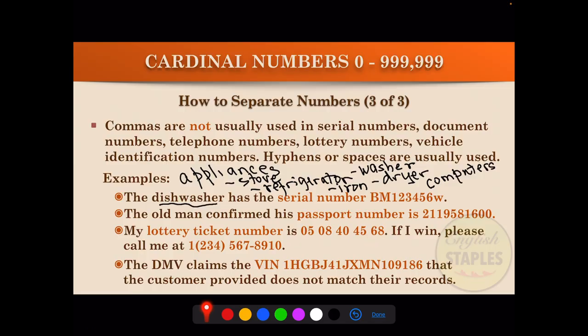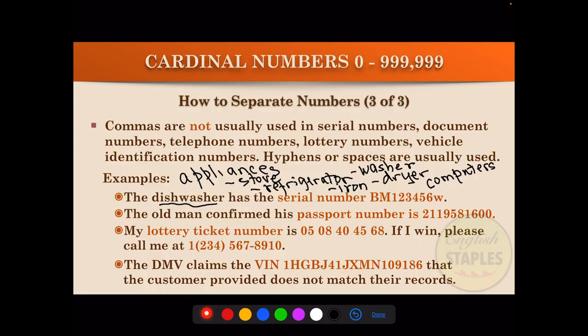Here, if I win, please call me at 1, open parentheses, 234, close parentheses. This is the area code of the phone number, 567, and this part is called the exchange number, 8910 or 10. So here we have a hyphen, just like here, the word hyphen. So you find hyphens in phone numbers.